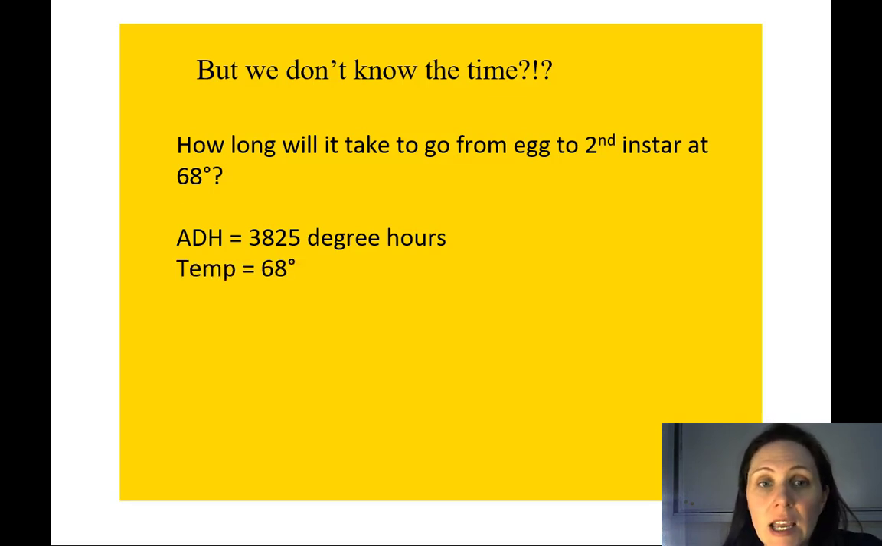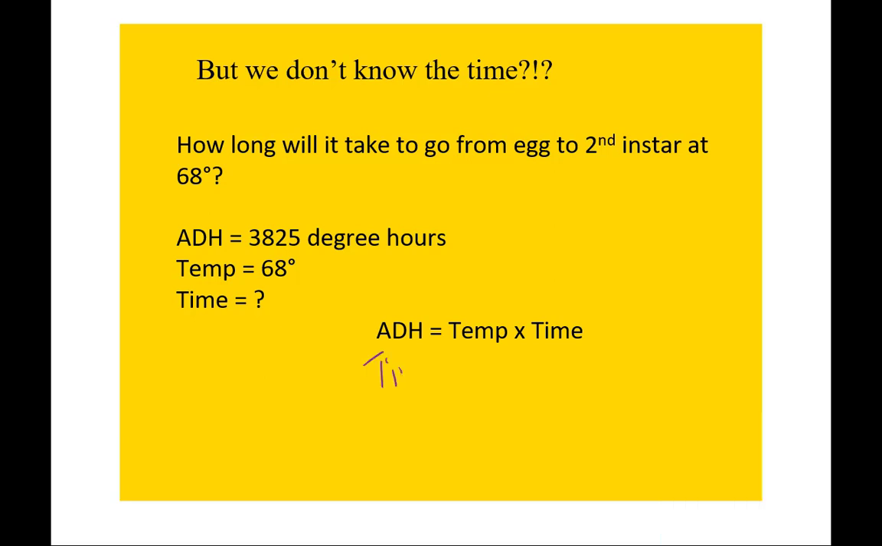Well, now I know my ADH and I know my temperature, but what I don't know is how much time it's going to take. However, I do know my equation for ADH, which I can use to calculate time. So right now, rearrange this equation to solve for time. You should have solved for time as being equal to the accumulated degree hours over the temperature. And now I will plug in the information I know, 3,825 degree hours over a temperature of 68 degrees. So how much time will it take for this insect to go to its second instar when the temperature is only 68 degrees?